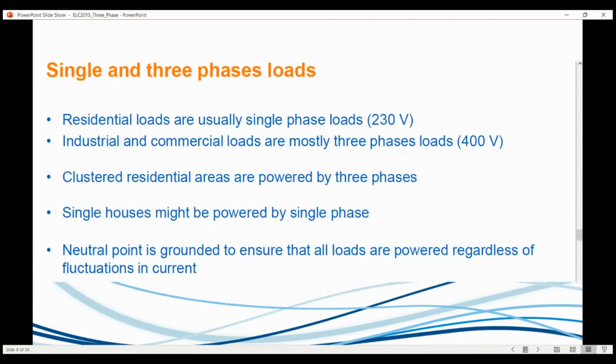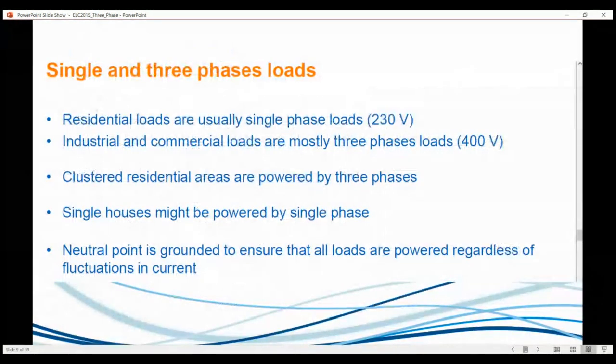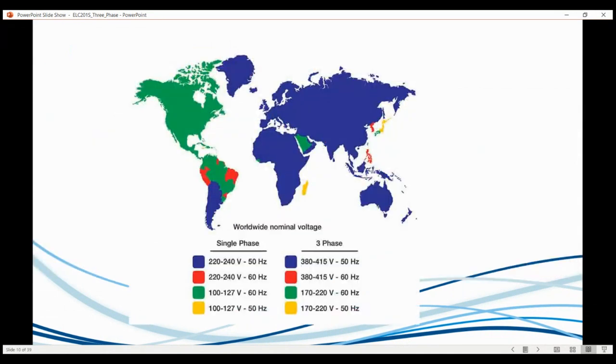I think I've mentioned this here, but we'll talk about this. Then again, there are different voltages and so on. 3-phase will produce high voltage, so I'll probably get back to the slide.